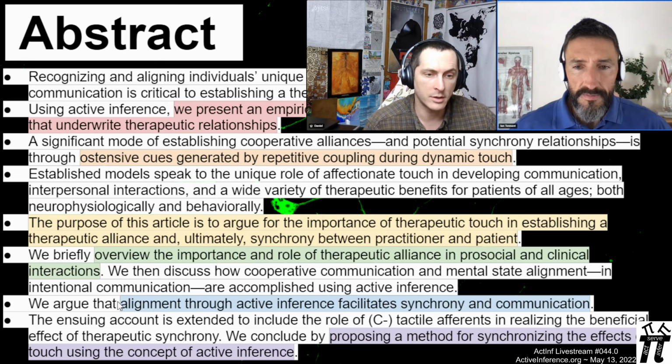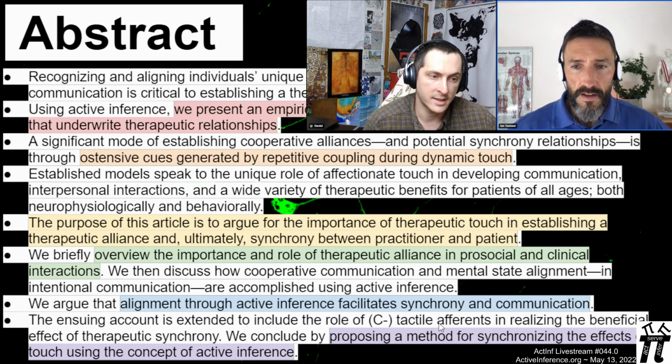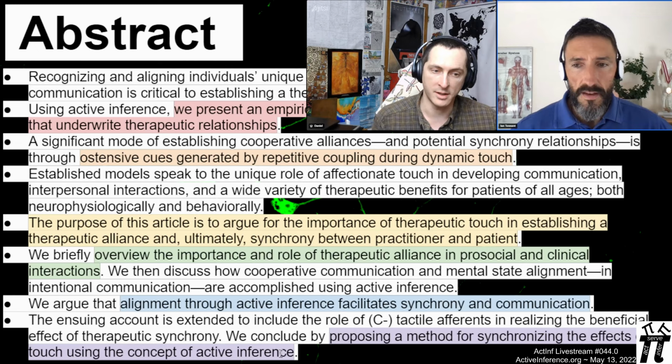We argue that alignment through active inference facilitates synchrony and communication. The ensuing account is extended to include the role of C-tactile afferents in realizing the beneficial effects of therapeutic synchrony. We conclude by proposing a method for synchronizing the effects of touch using the concept of active inference.